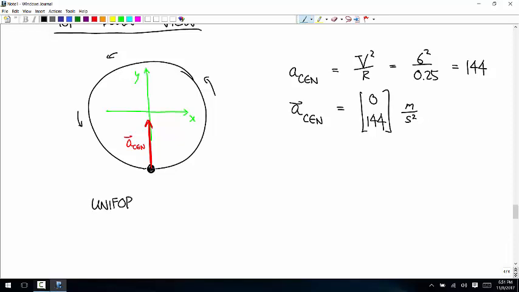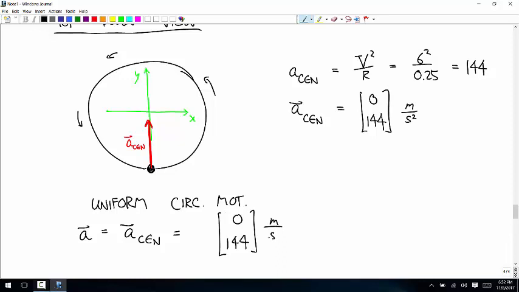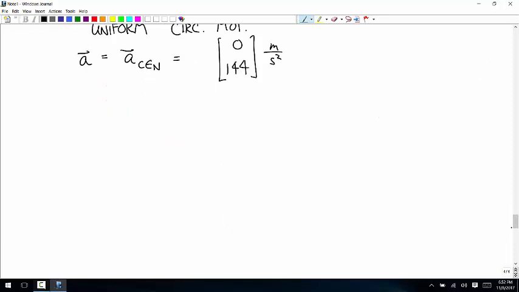It's uniform circular motion. So uniform circular motion says that the total acceleration is just equal to the centripetal acceleration. So the total acceleration is also 0, 144. Okay, so now we know everything about the total acceleration vector.